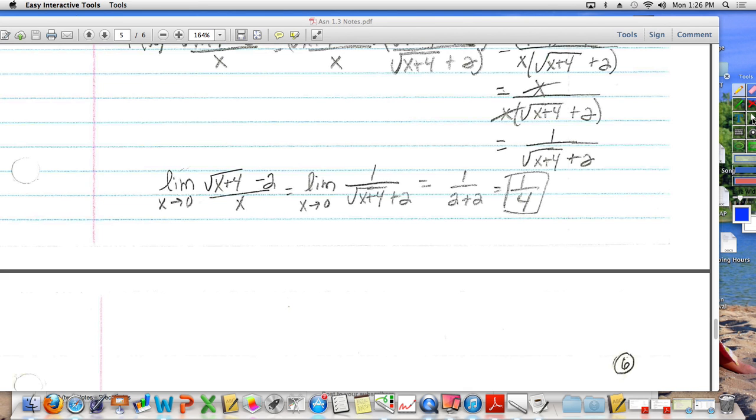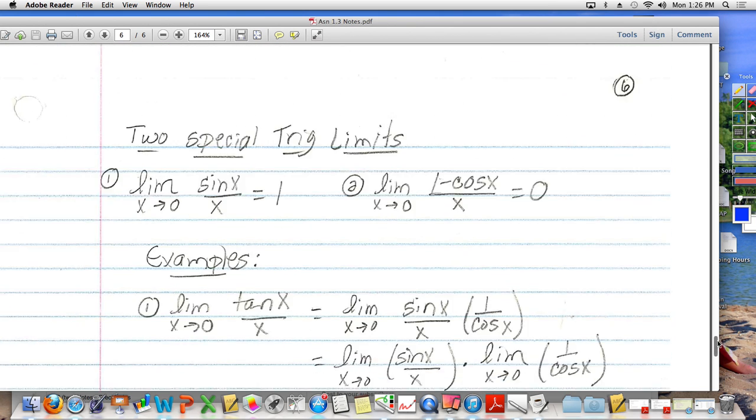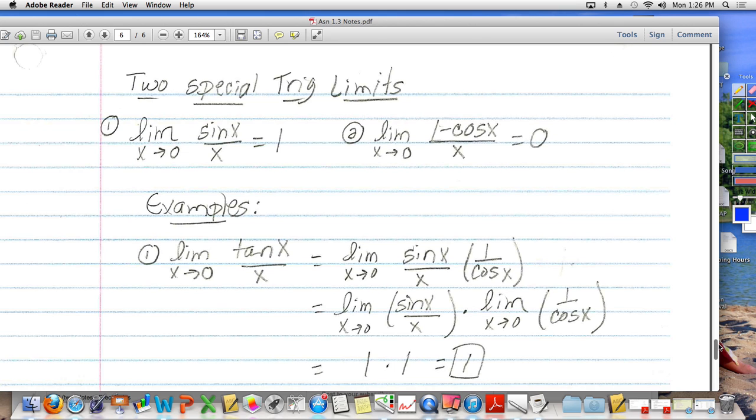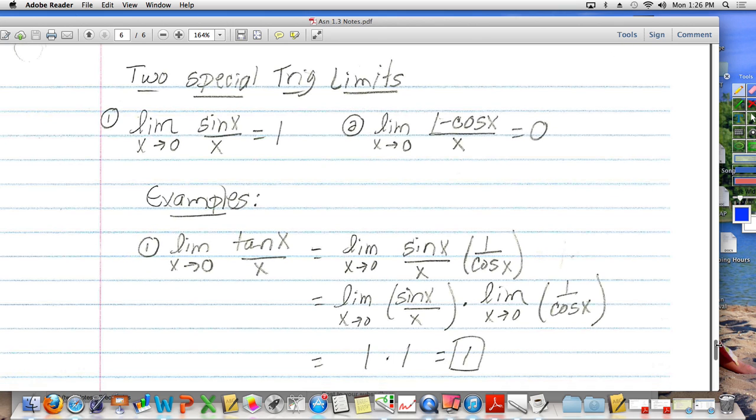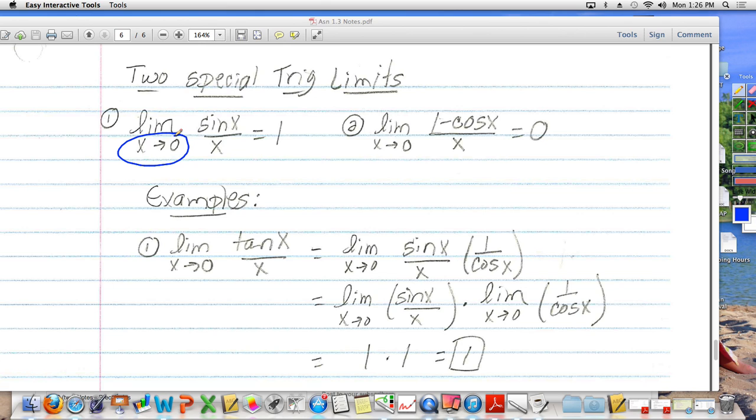All right, last page, and I don't think this page is horrible. 2 special trig limits. Probably should have these committed to memory. Probably will make your life easier. The limit as x approaches 0, notice it says as x approaches 0, of the sine of x over x is equal to 1. That's a definition, just accept it, it's true.